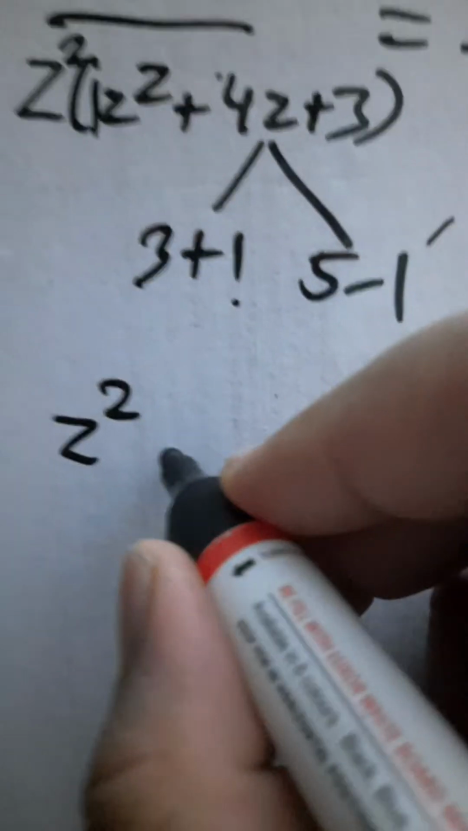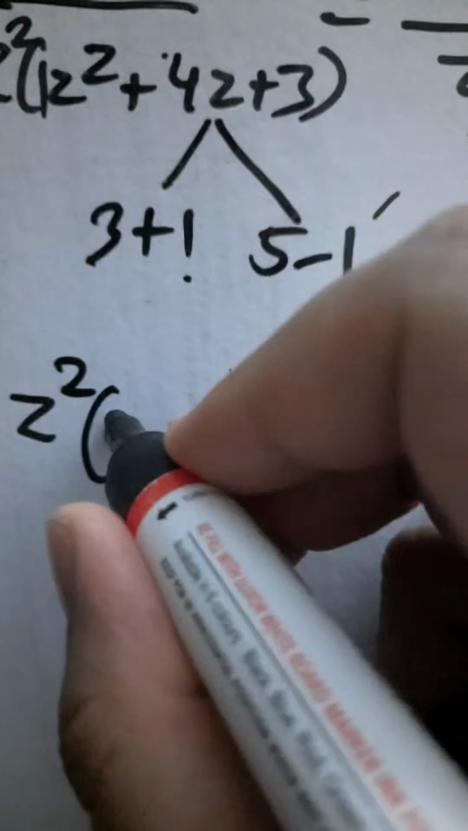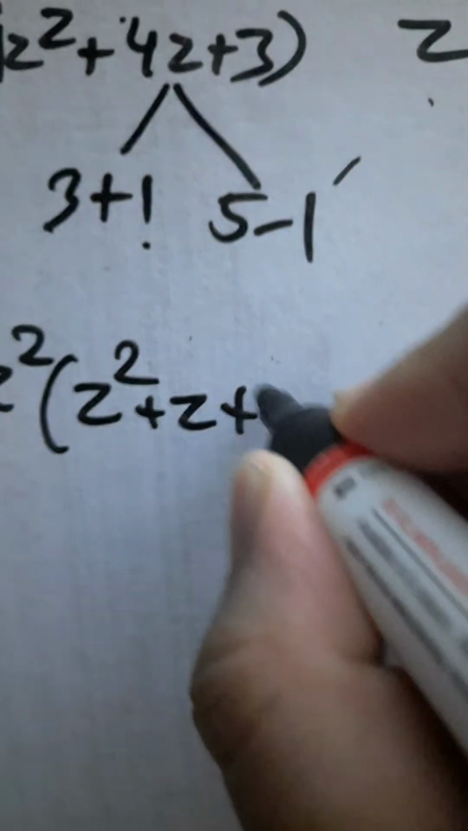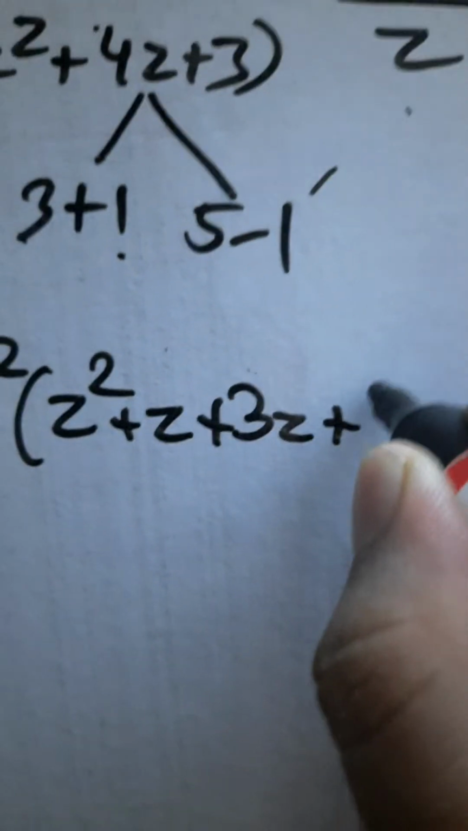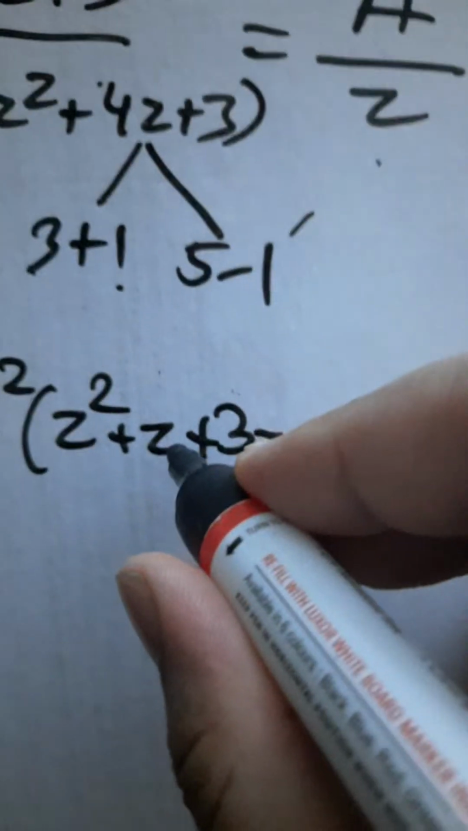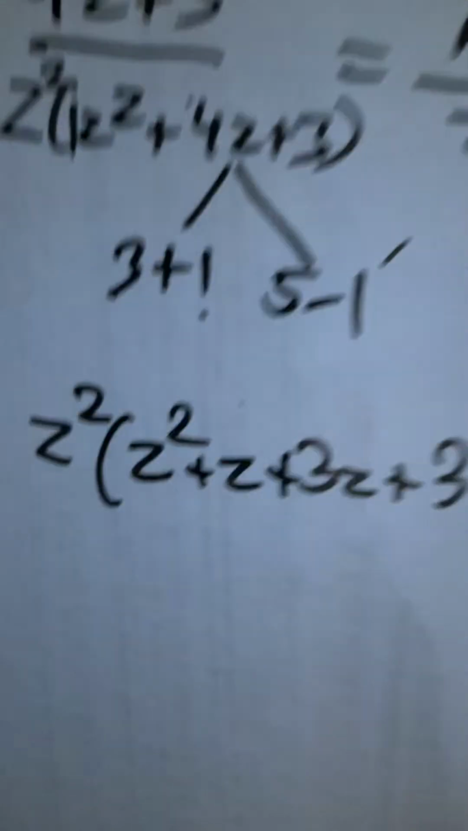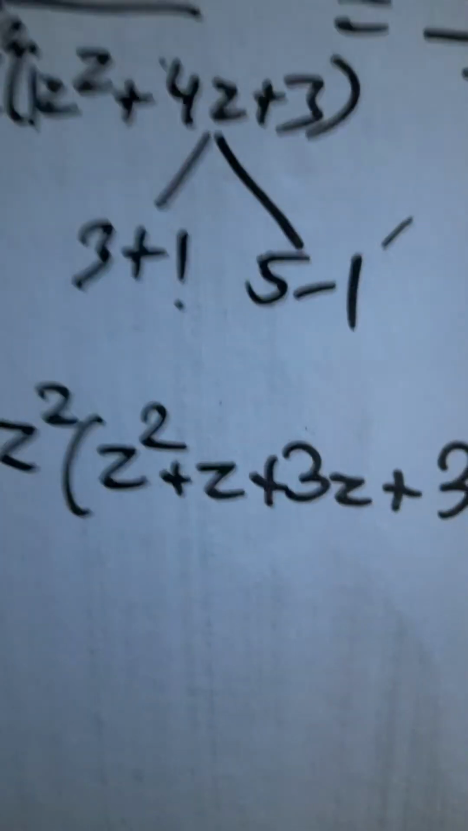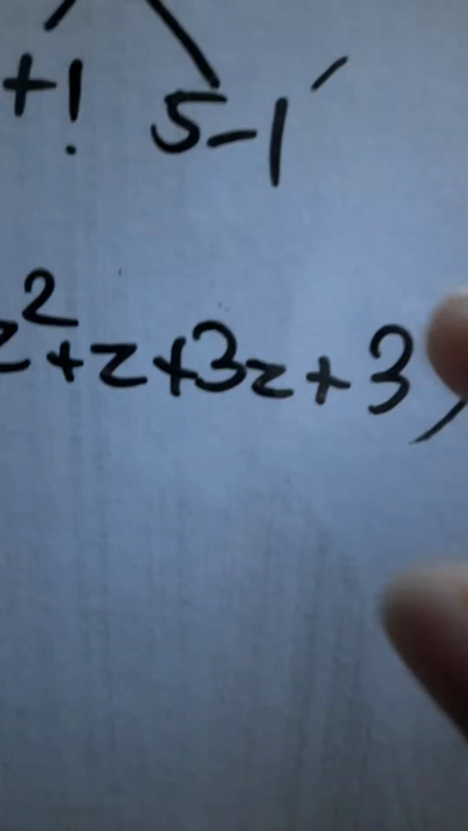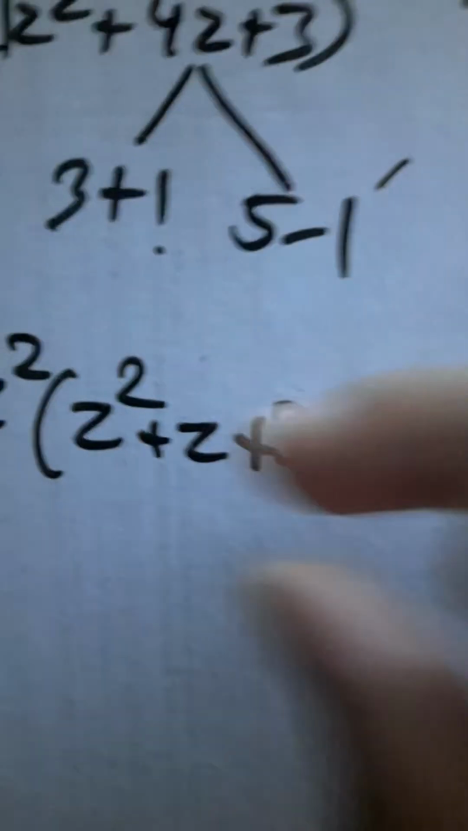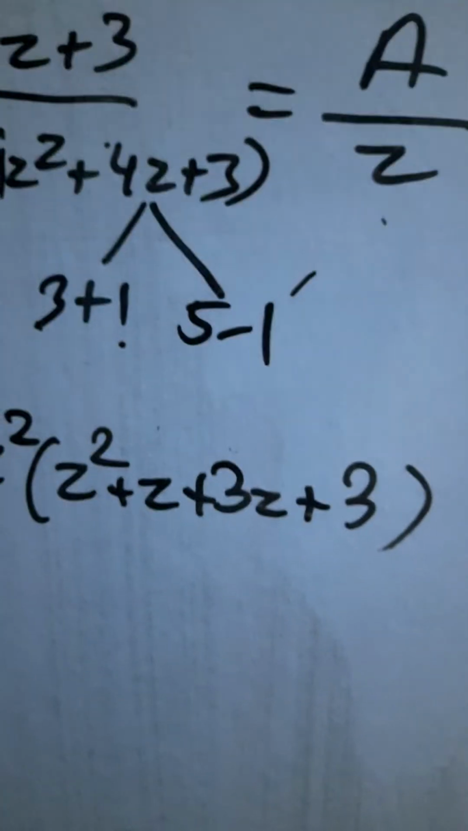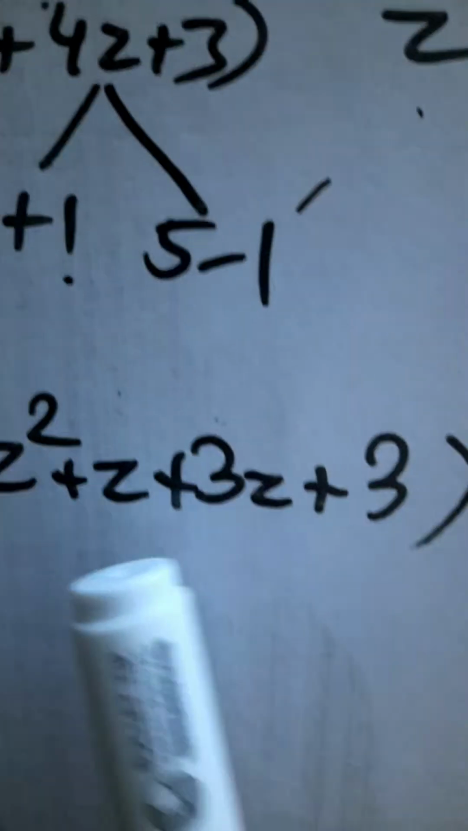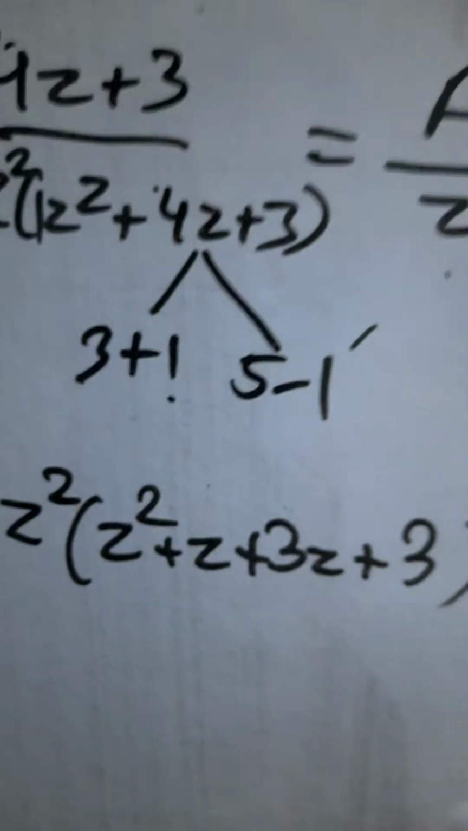Z square, then this would be z square plus z plus 3z plus 3. If we do z plus 3z, we would get 4z, because z only increases. It is like numbers, we just add, because the bases are the same, so the variable is the same. It is like index, right? So the question didn't change, because z plus 3z is 4z, so same.